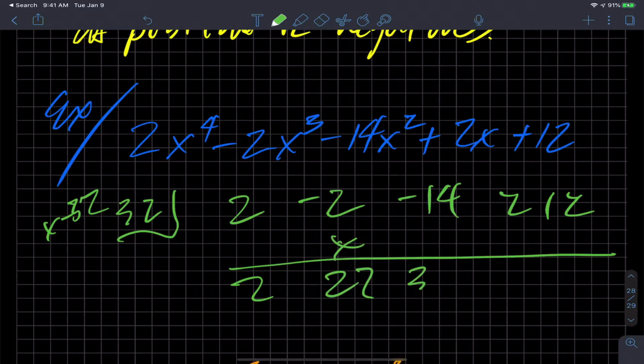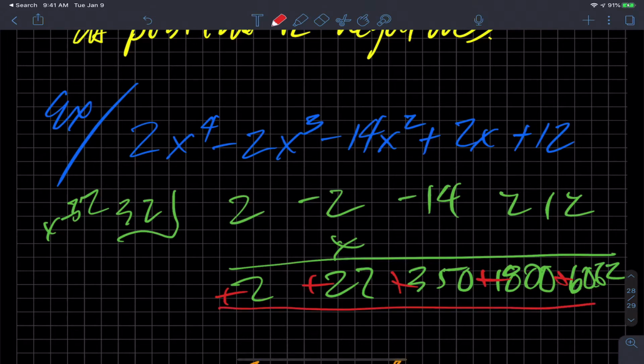26. These aren't the correct numbers. I'm just writing something down. 1,800, 6,062. So notice how all of these numbers are positive. I'm just trying to give you a visualization. All of these values are positive. So all those numbers are positive. That means 32 is an upper bound. By the way, 32 is in fact an upper bound of this polynomial.